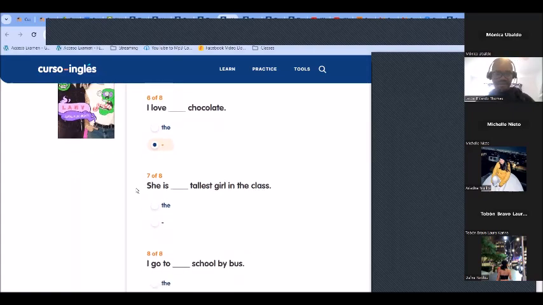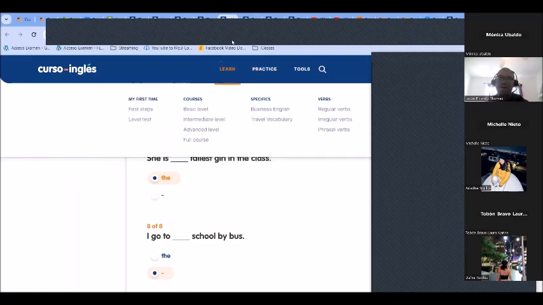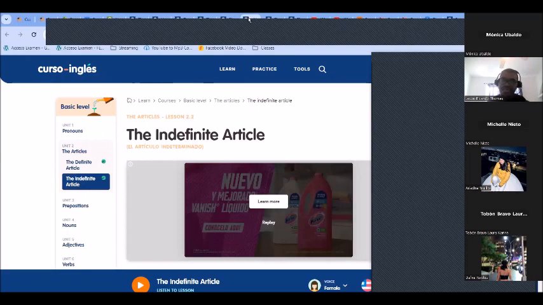Right, Valeria. She's the tallest girl in the class. Yes, she is. Monica. I go to school by bus. All right. So that's the definite, the particular facing article. Now, what if we are not talking in particulars? Then we have this other one.